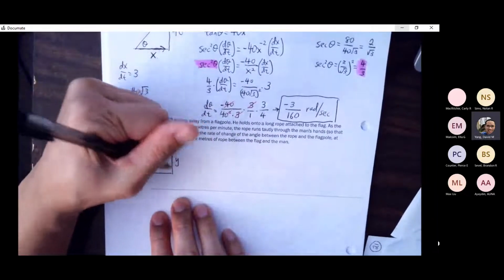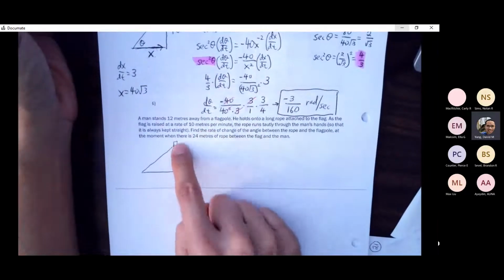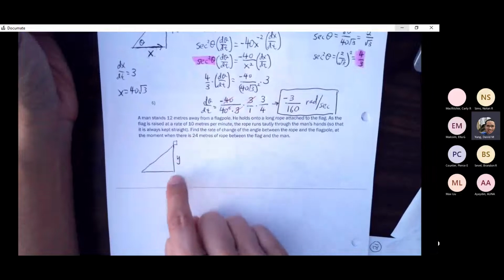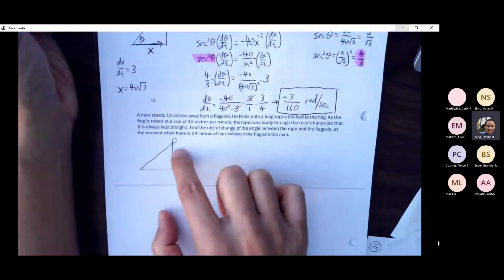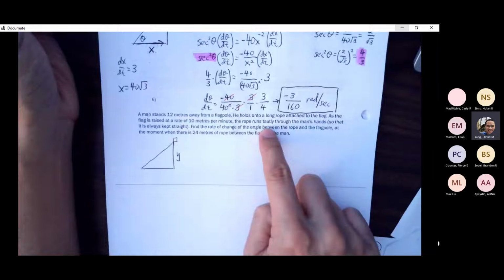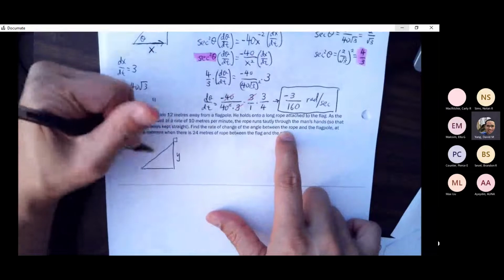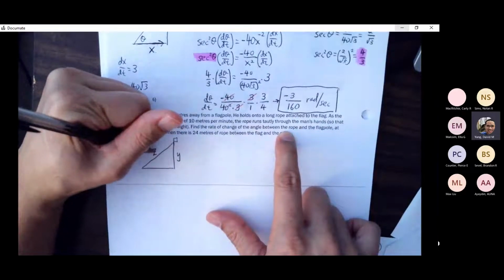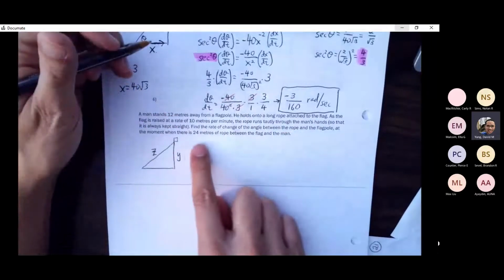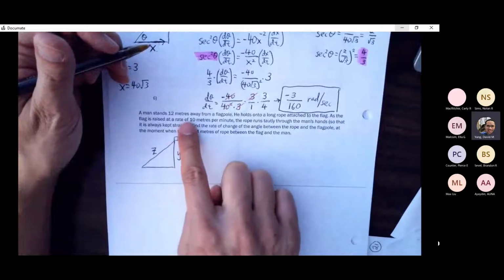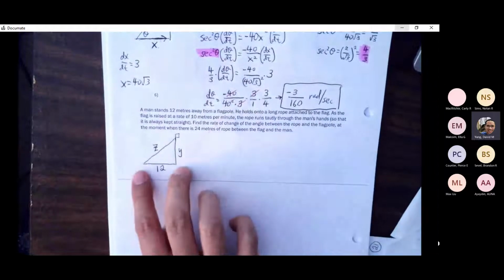Raising is vertically, but we know it's moving, so we don't want to replace that with 10. We want to hold on to that variable because as that flag is rising, the height of this triangle is also increasing. The rope runs tautly through the man's hand so that it's always kept straight. So this is also a variable: the rope is being let out. It will be a variable value. But the man stands 12 feet away from the flagpole, so this remains constant the whole time. That's never changing.